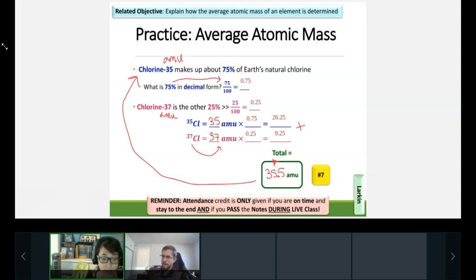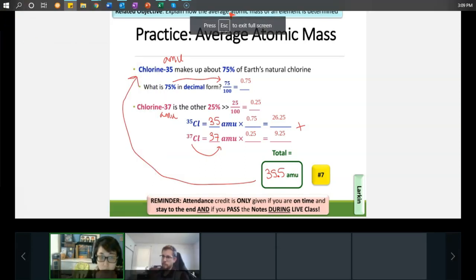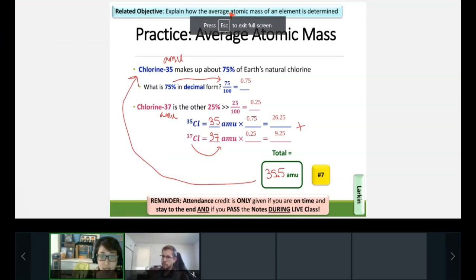As always, in the first box, put the number. In the second box, put the unit, which is AMU. Please raise your hands when you have this saved. You have 25 seconds. Here we go.